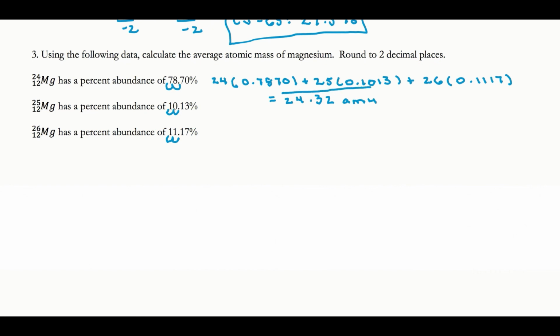Okay. Now, a nice way to check yourself, go to your periodic table, look at magnesium, and you can see that the average atomic mass, according to the periodic table, for magnesium is 24.30, so I'm pretty dang close.